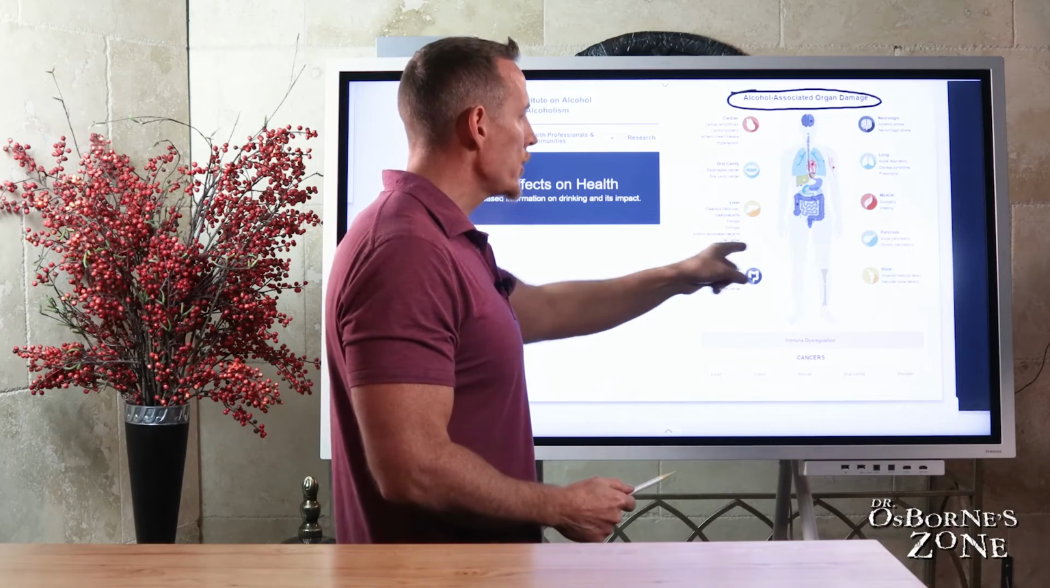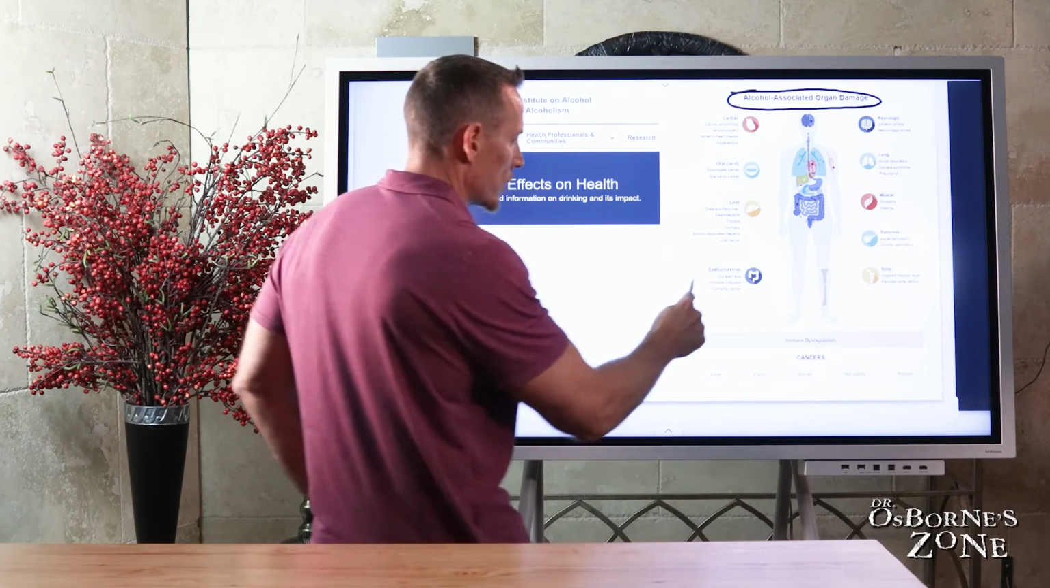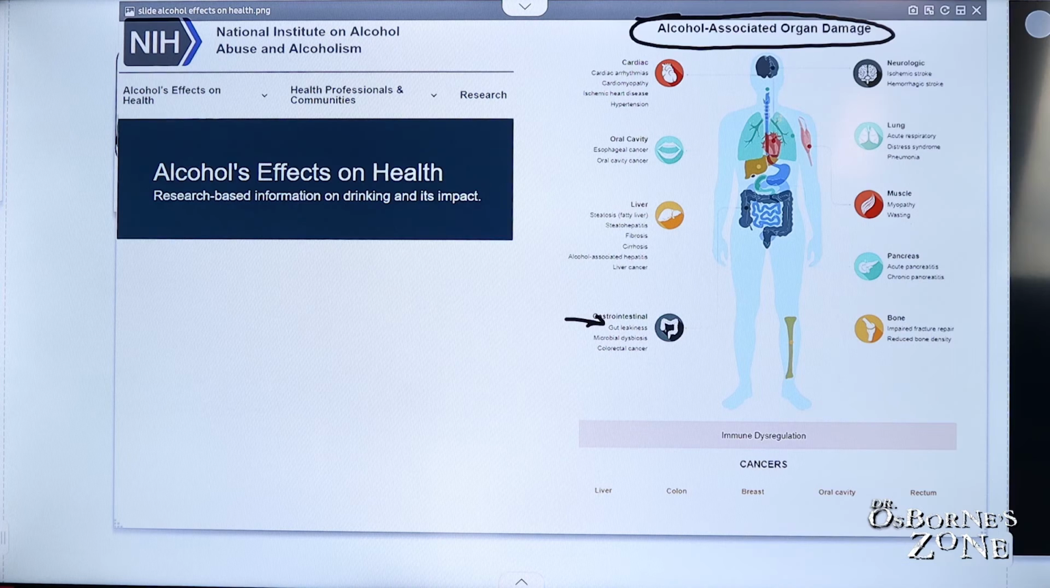GI problems. Look, gut leakiness, leaky gut. I love this because so many doctors will say there's no such thing as leaky gut. Here we are on the National Institute of Health website. What do we see here? This word, gut leakiness. What is that? That's leaky gut. Microbial dysbiosis. That's an imbalance of the types of microorganisms growing in the gut. And then colon cancer. Neurologic problems, stroke. And as I showed you earlier, yeast overgrowth in mouse models increasing the risk for the development of multiple sclerosis.